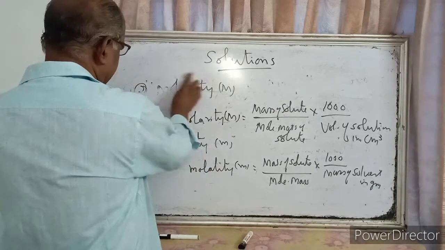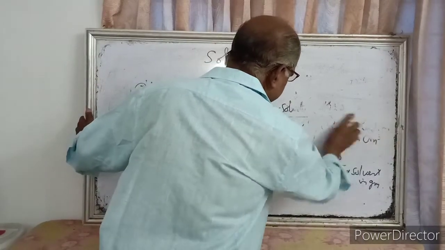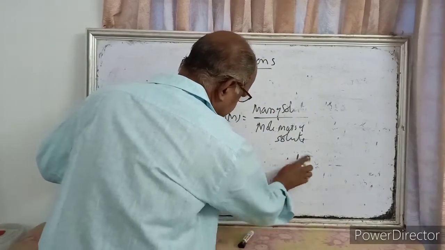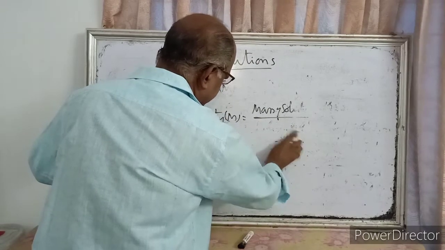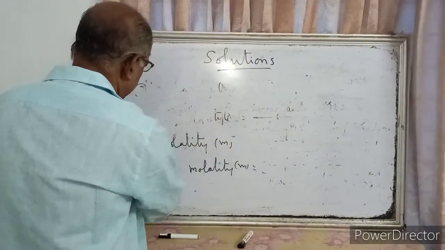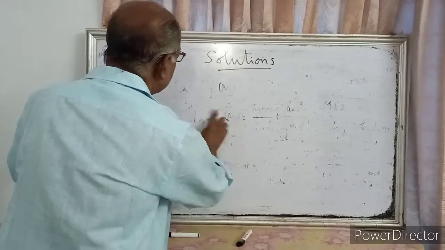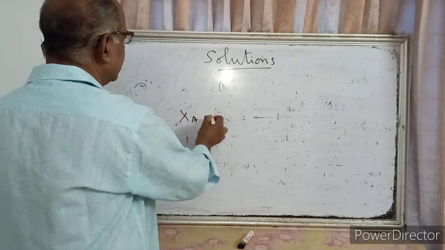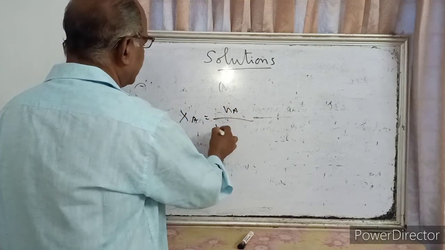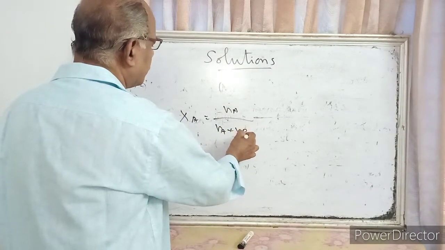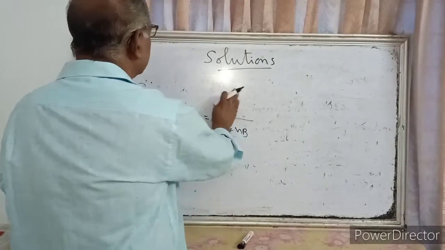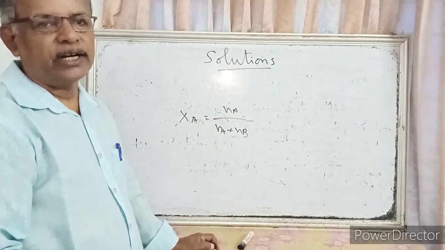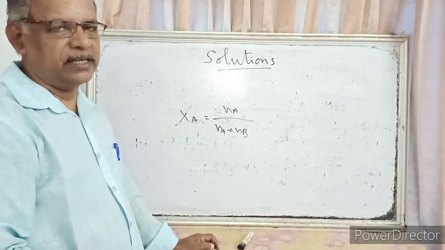The next method for expressing the concentration is the mole fraction. Mole fraction of a solution Xa is equal to number of moles of A divided by number of moles of A plus number of moles of B. So that is the ratio of number of moles of the one component to the total number of moles of components present in the solution.